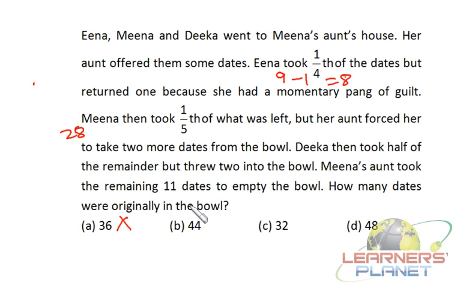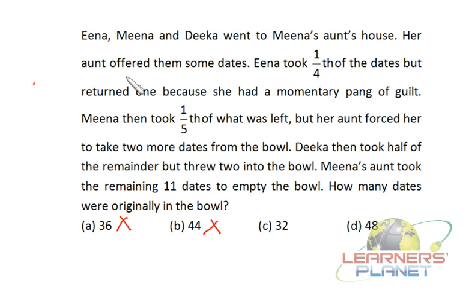Now let's take 44. Suppose 44 is the correct option. That means Ina takes 11 and then returns 1, so finally she takes 10. We are left with 34. Now the second one takes 1/5. 1/5 of 34 will be a fraction. So even 44 is not a correct choice.